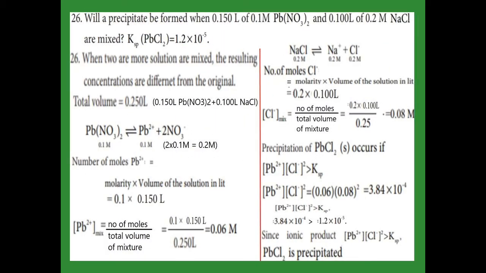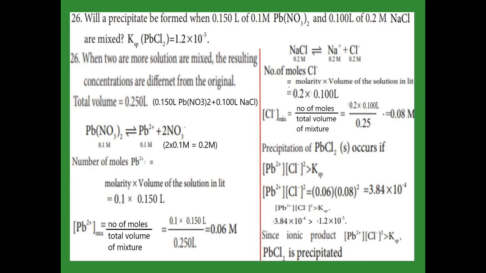In this problem, there are two salts: one is lead nitrate, and the other is sodium chloride. When lead nitrate is mixed with sodium chloride, we get lead chloride. Whether lead chloride precipitates or not, we are going to calculate in this problem. Lead nitrate volume is given as 0.150 liter and molarity 0.1 molarity. Sodium chloride volume is 0.100 liter and molarity 0.2 molarity. And the solubility product for lead chloride is given as 1.2 × 10⁻⁵.